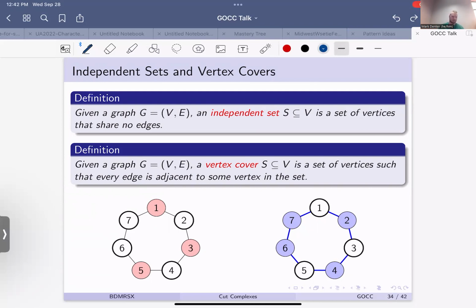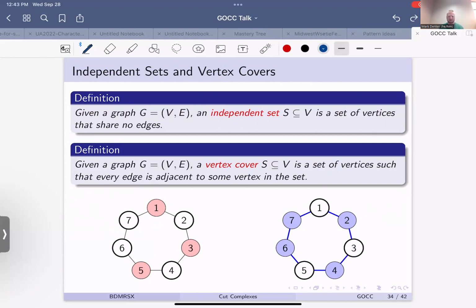So to define them, more graph terminology: an independent set of the graph is a set of vertices that share no edges. Very useful. And a vertex cover in a graph is a set of vertices such that every edge, not every vertex, every edge is adjacent to one of those vertices. So here I have drawn an independent set. Here I've drawn a vertex cover, and I've chosen them very suggestively because it turns out that the complement of an independent set is a vertex cover and vice versa.